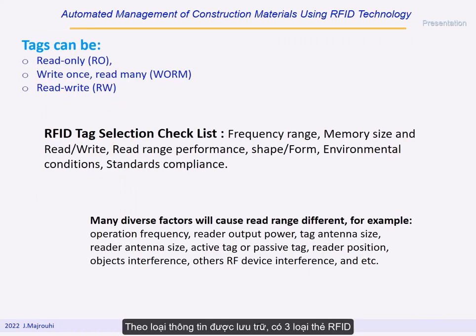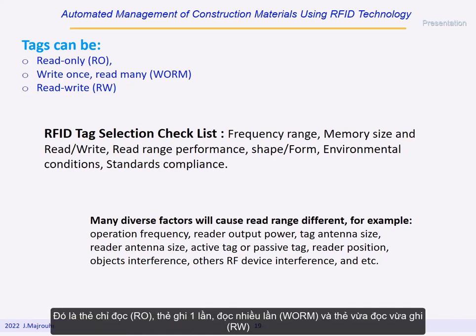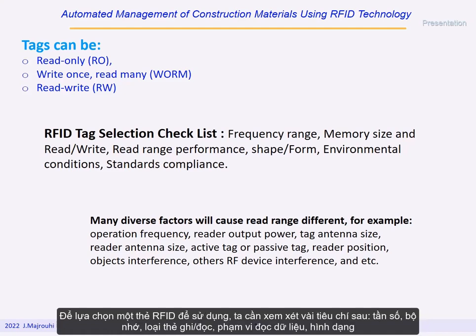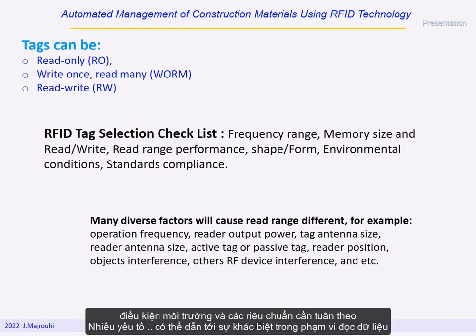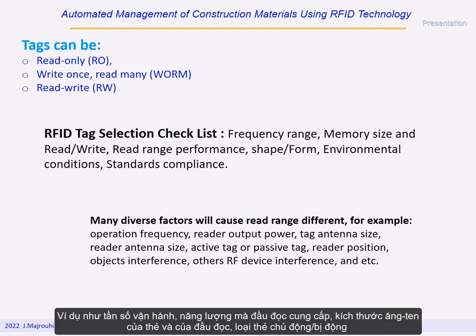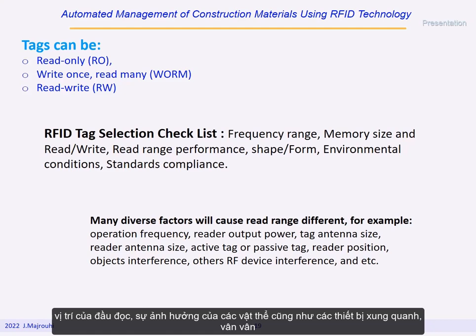There are three types of tags regarding recording information. Some of them are read-only, some of them are read many times but write once, and some of them are read and write. To select an RFID tag, there are some criteria to consider: frequency range, memory size and read-write, read range performance, shape, form, environmental conditions, standards compliance. Many diverse factors will cause read range to differ. For example, operation frequency, reader output power, tag antenna size, reader antenna size, active tag or passive tag, reader position, object interference, other RF device interference, and so on.